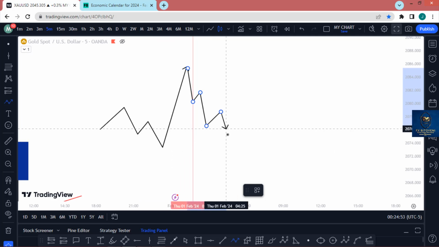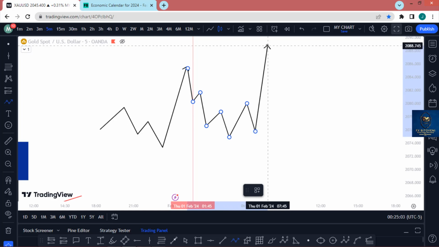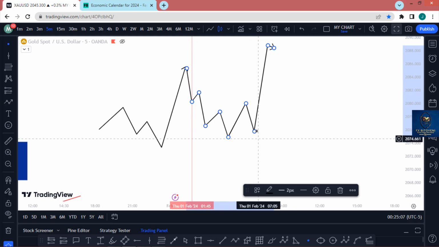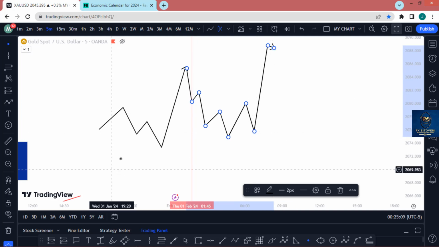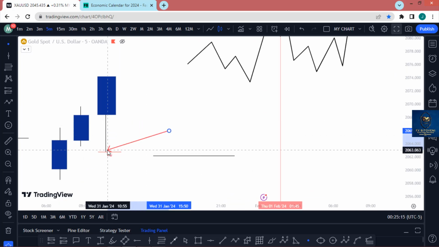Then you see a break of structure. You see a break of structure on 5 minutes. Any pullback you see, try to buy it or sell it depending on the setup. This is going to be your entry here on the 5 minutes. But if you go to 4-hour, you will see that your entry will be here.